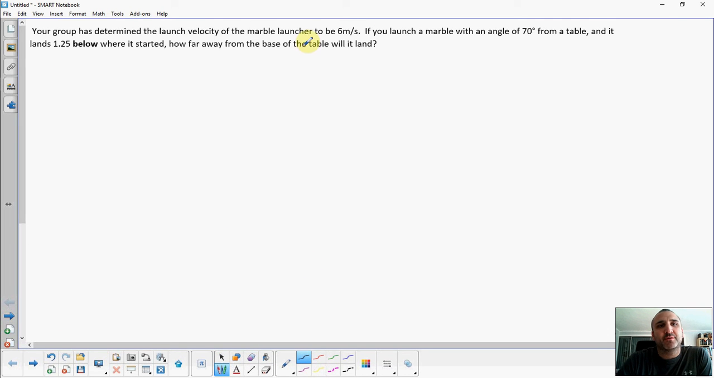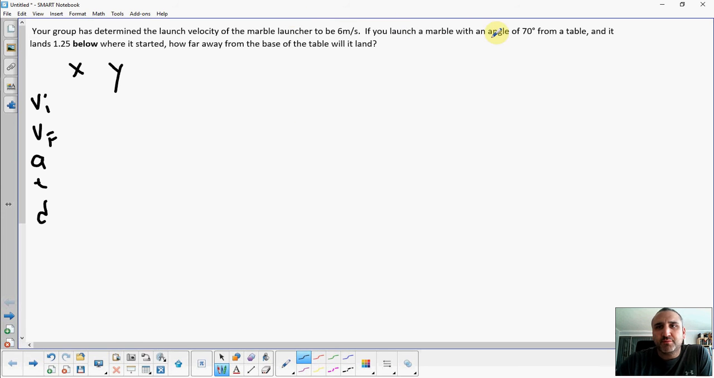Your group has determined a launch velocity of the marble launcher to be 6 meters per second. You launch a marble with an angle of 70 degrees from the table, and it lands 1.25 meters below where it started. How far away from the base of the table will it land? So let's start off the way we always do. Nice little XY chart. VI, VF, ATD.